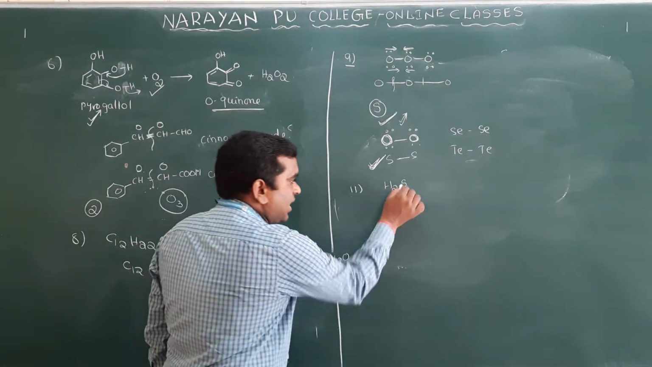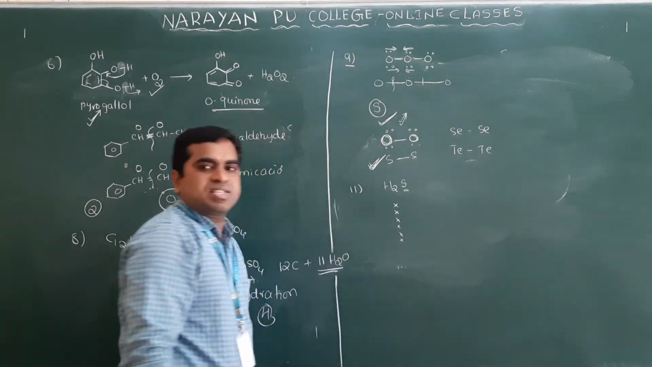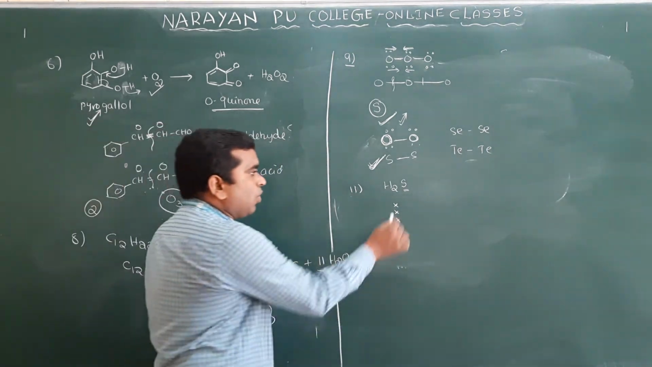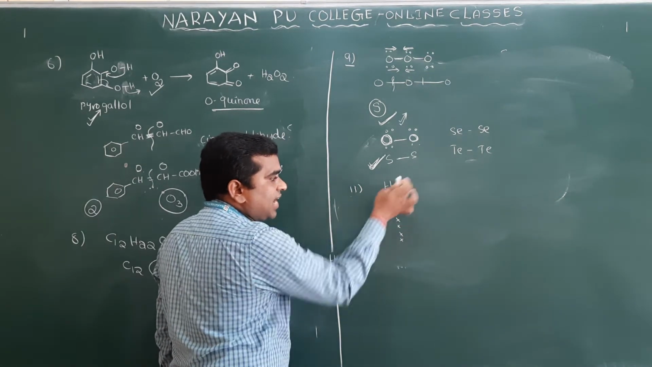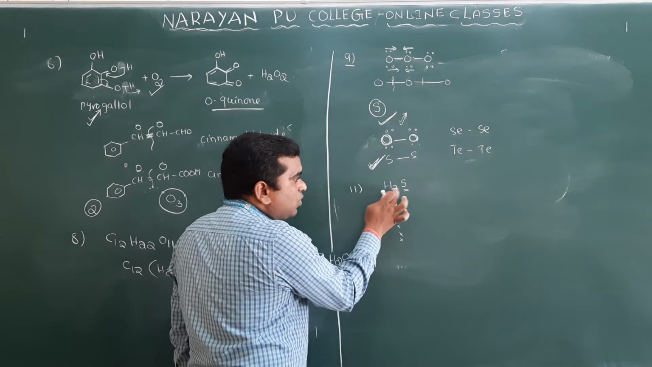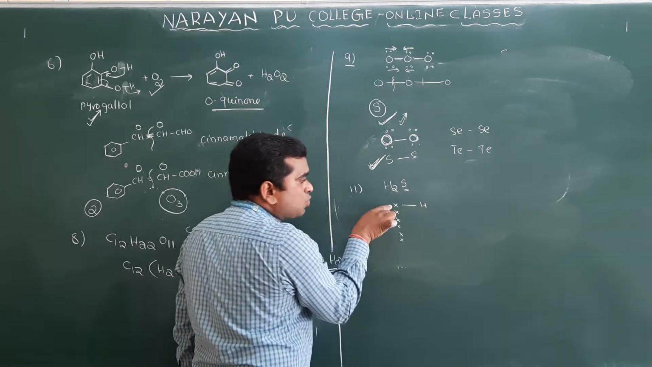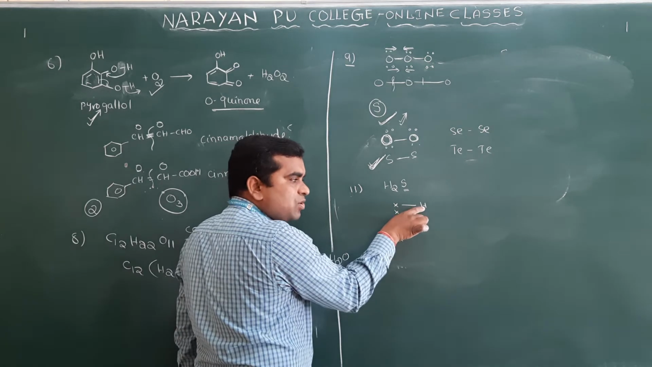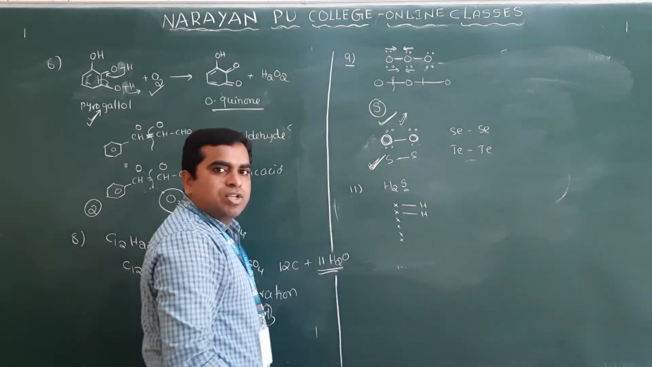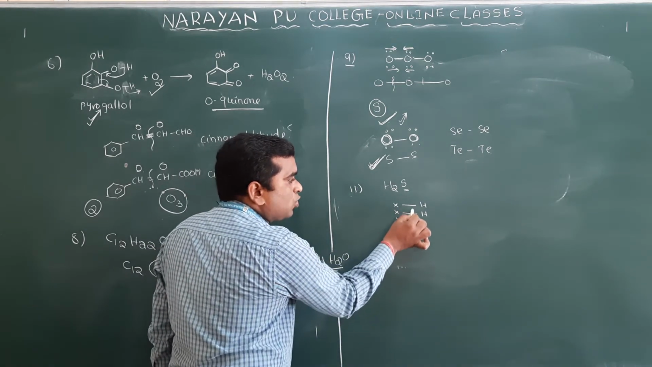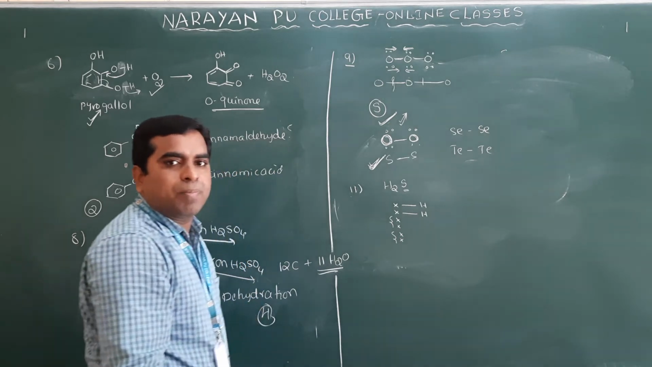6th group means 6 electrons. How many electrons you have to write now? 6 electrons. Clear? Now sulfur is forming how many bonds here? 2 bonds, one with hydrogen and another with hydrogen. Sulfur should use one electron to make one bond with one hydrogen and another electron for the other hydrogen. Clear? So how many bonds are here? 2 bonds, and the remaining electrons we will consider as lone pairs.